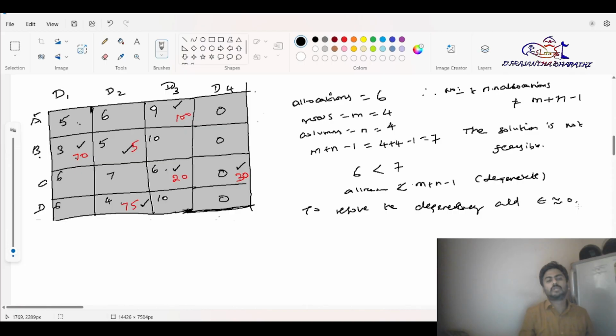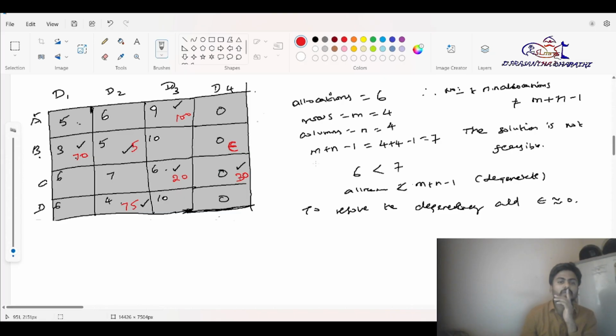So we have to add epsilon. Most preferably you have to add this epsilon to the minimum value. So I am going to add this epsilon here. I am adding the epsilon here because I have chosen this; there are already maximum allocations in this row, in the second column, in the third column, and the maximum allocations are in the second and third row.